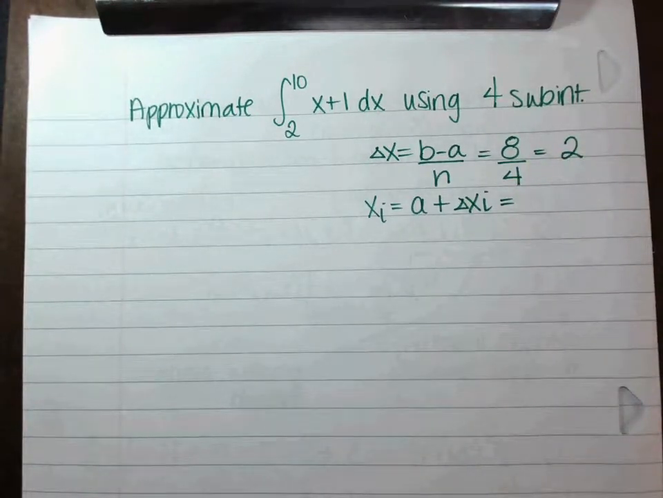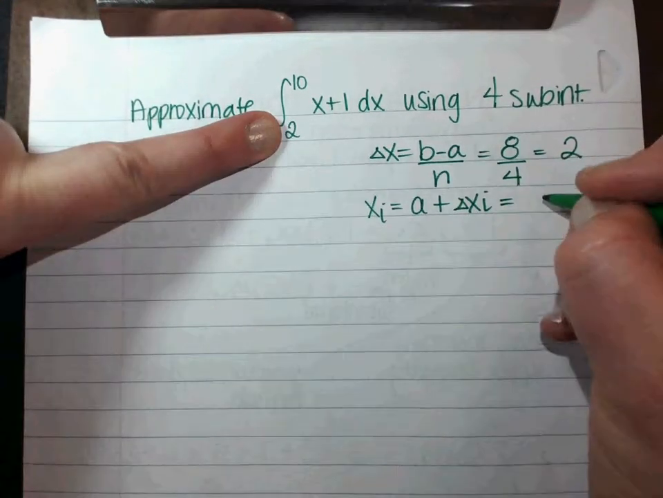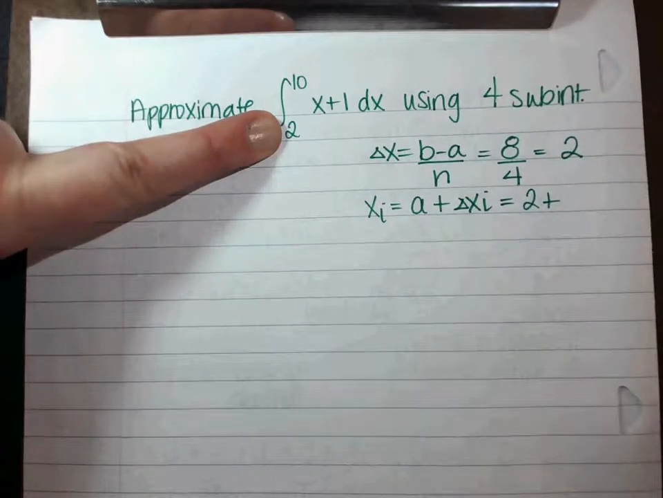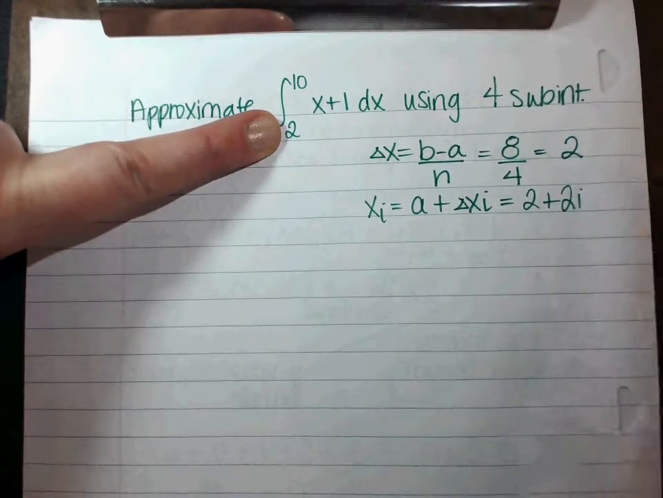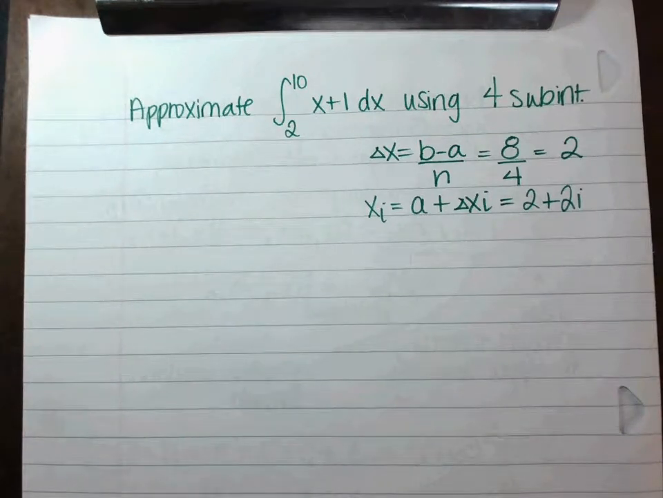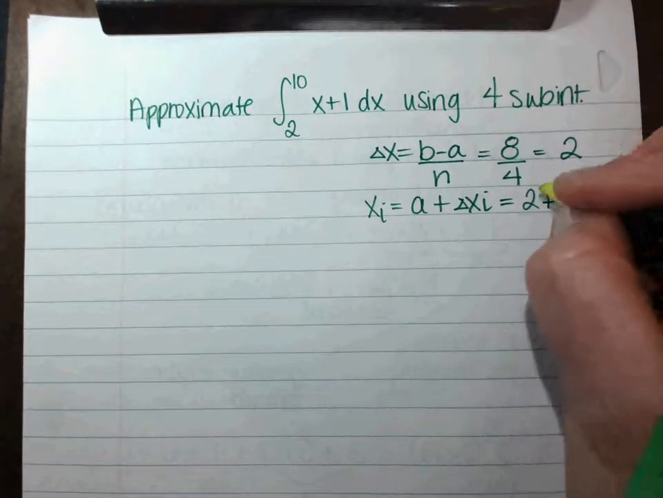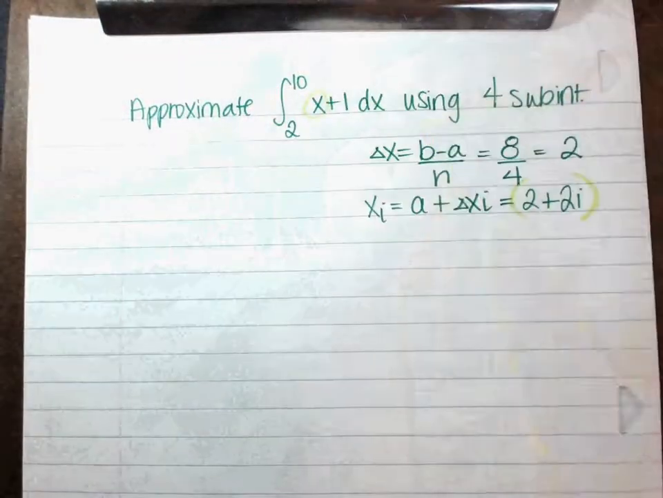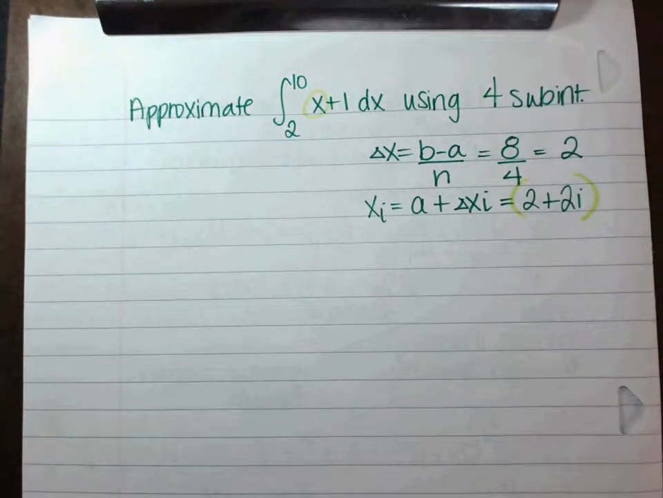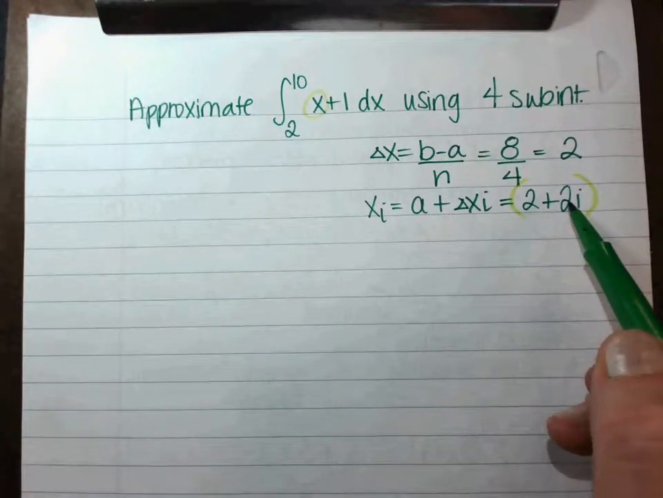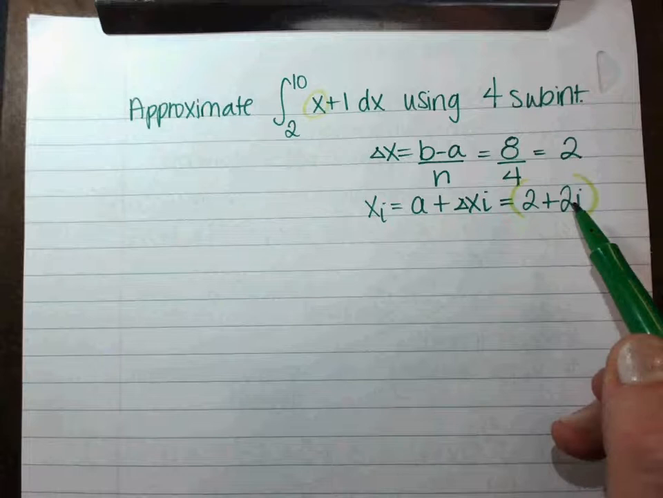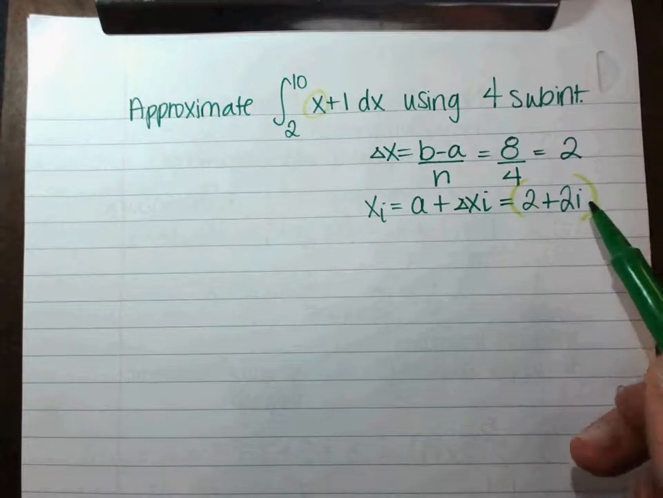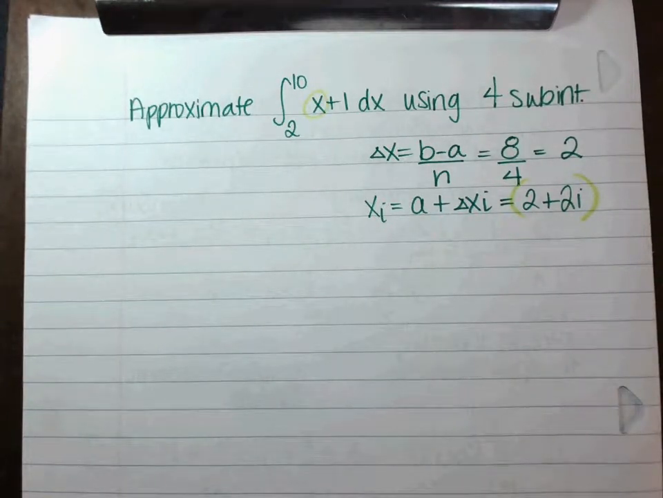So what is our a here? Where are we starting the shading from? 2 plus, and then what's my width each time? 2i. And then I'm going to take that 2 plus 2i and plug it in for my x. Why did you keep the i? That's a good question. Think about it: as I keep going with my x's, I'm going to add 2 each time. I'd start at 2, then add 2, that'd be 4. Then I'd add 2 again, it'd be 6. That shows I'm going up by 2 each time for my x's.